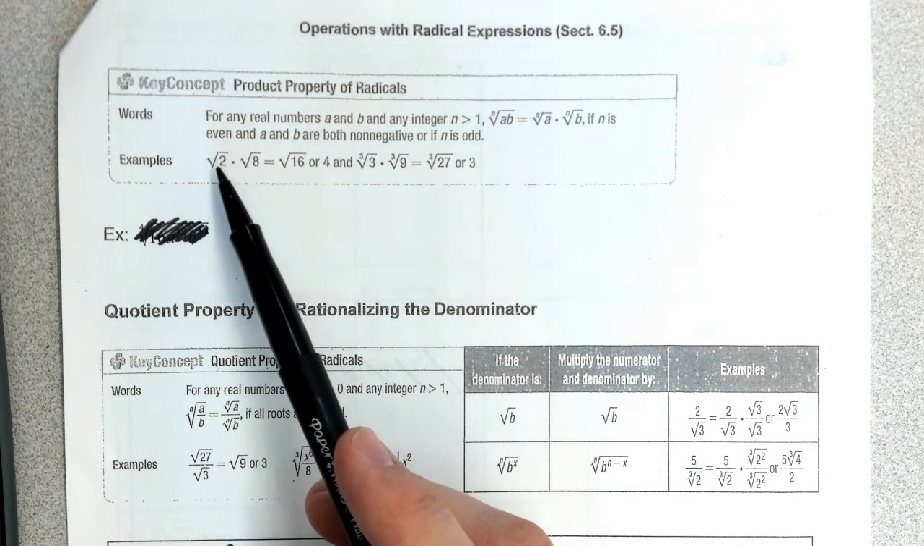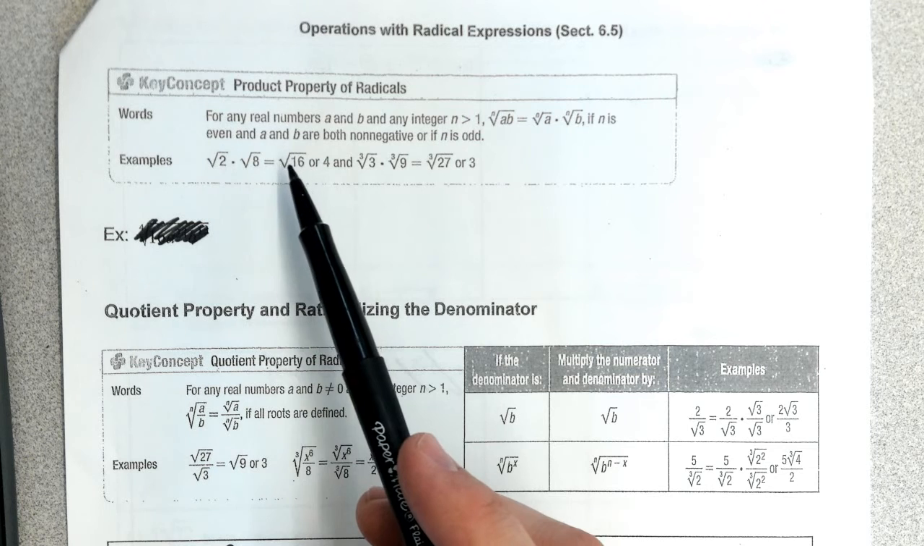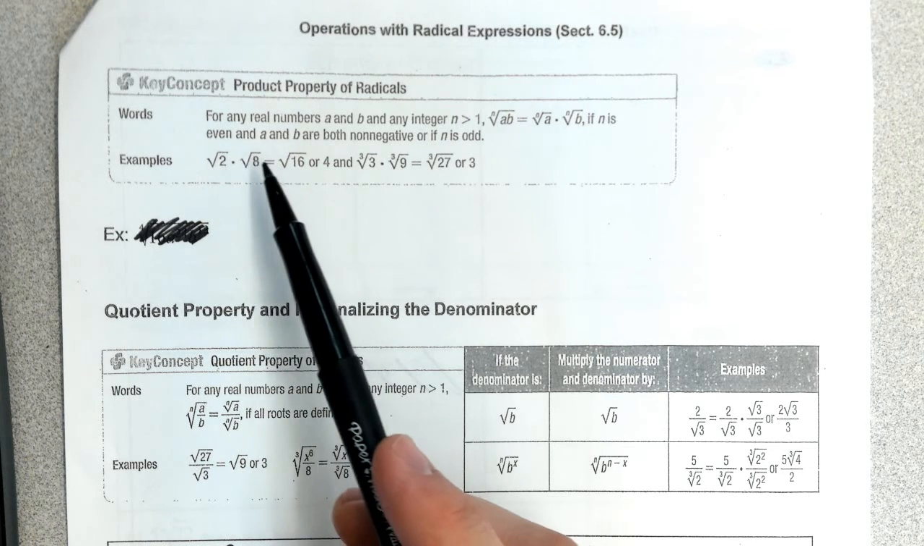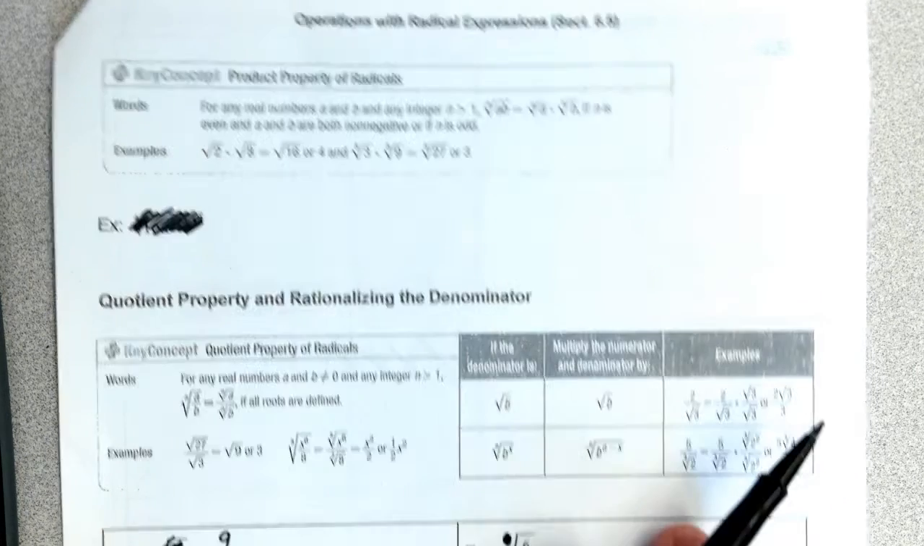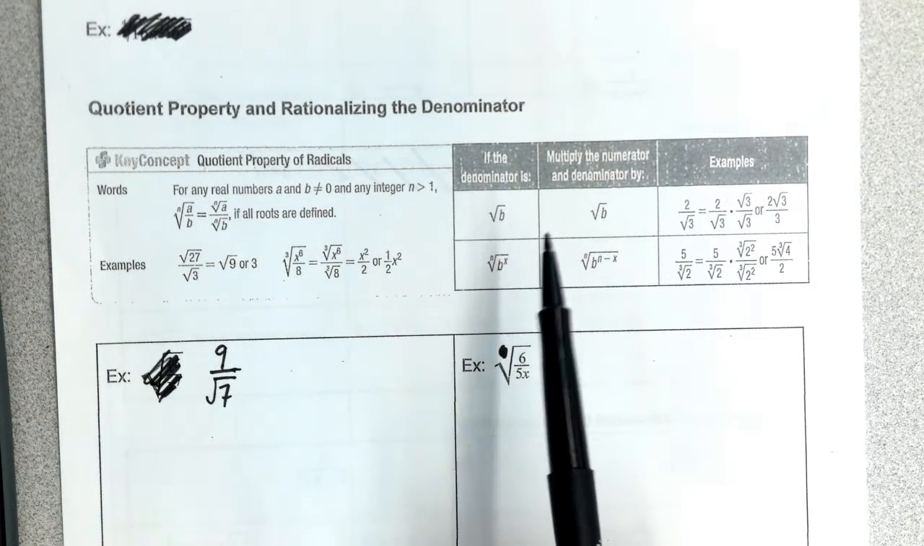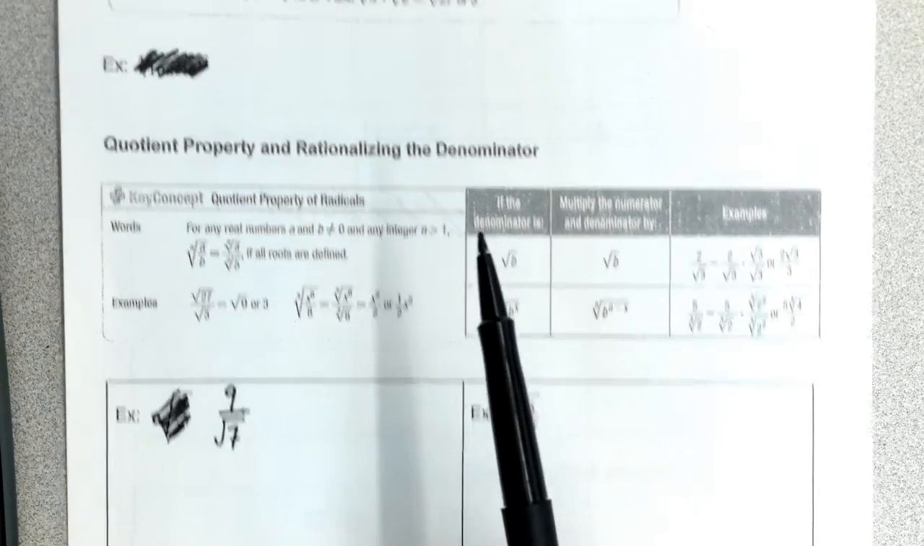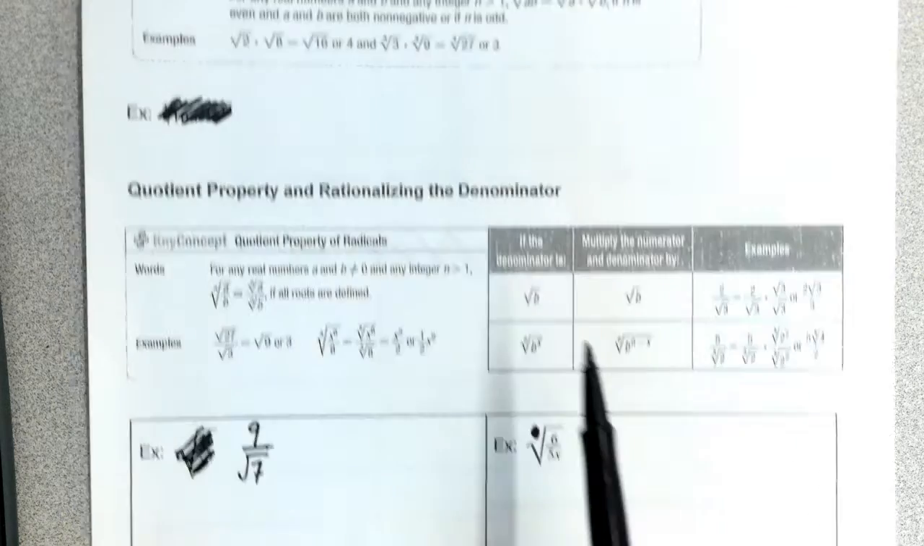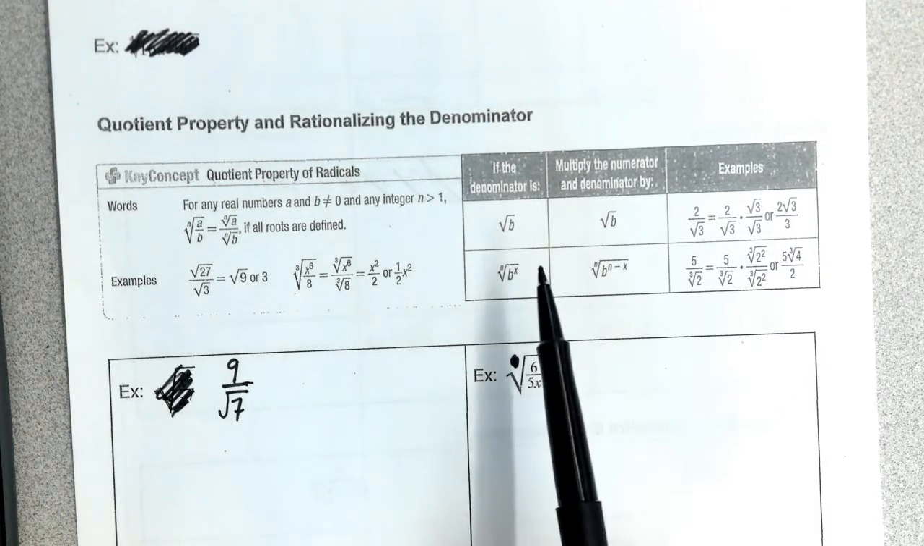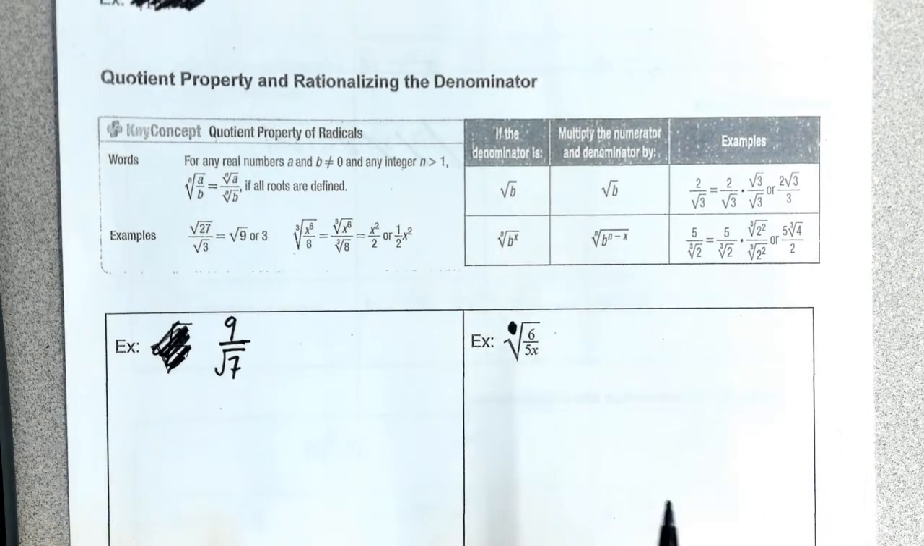For instance, if you have root 2 times root 8, you can get root 16. That rule applies as long as the numbers under the root are positive. Some things that we've talked about before are in here. What we're going to talk about today is rationalizing denominators and then also doing operations with square roots.